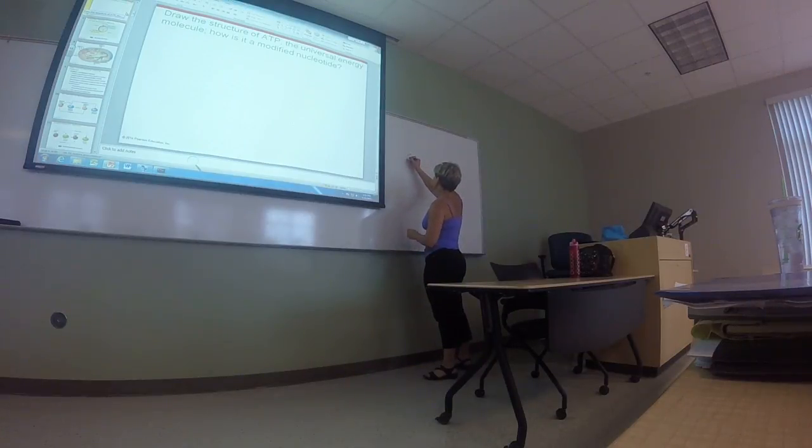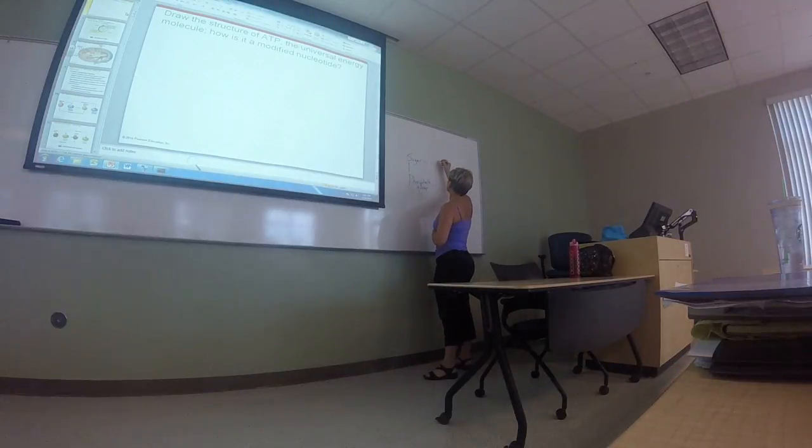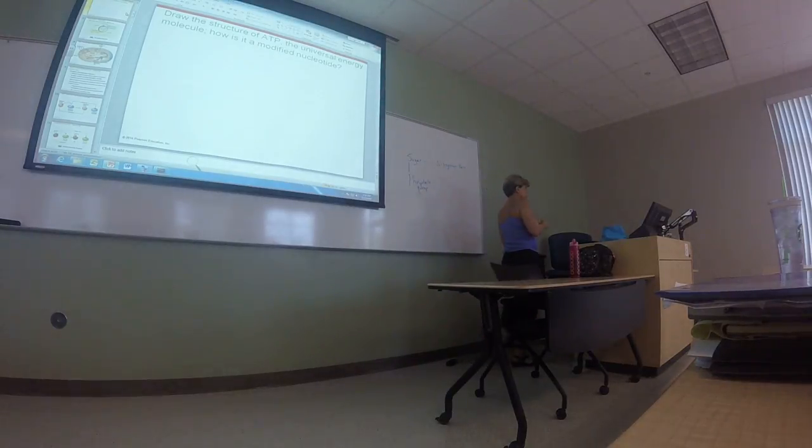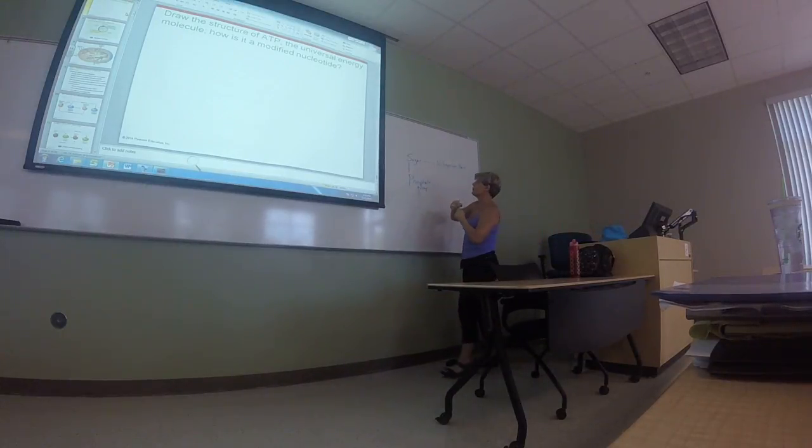All right, here's a little sugar. Here's a phosphate group. And here's a nitrogen-containing base. I call it a nitrogenous base. What's the little sugar here? Do you remember, Colton? Yep. Just a little 5-carbon sugar, right? 5 carbons. Just a little sugar.